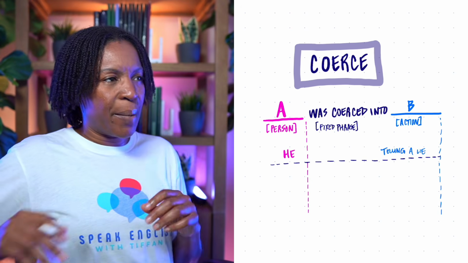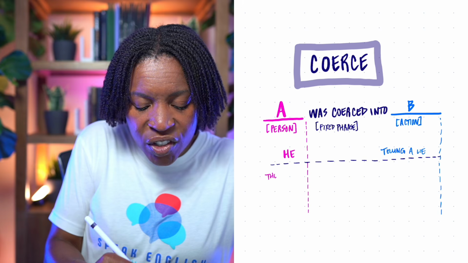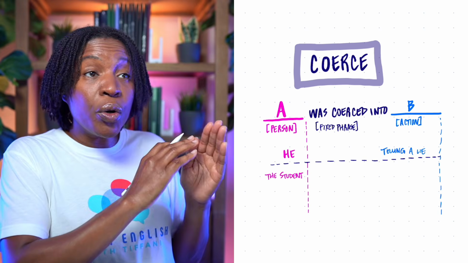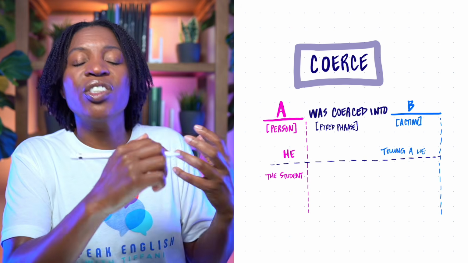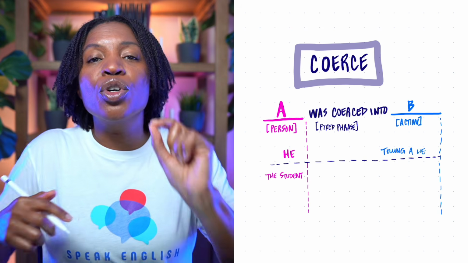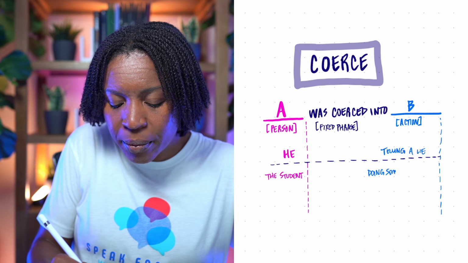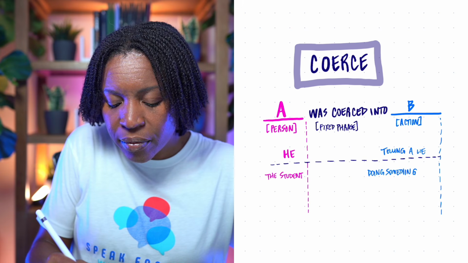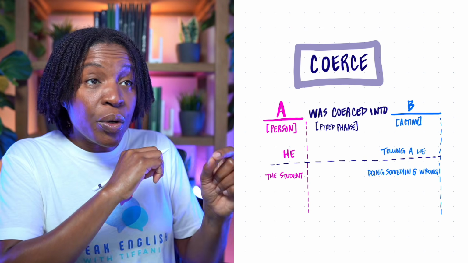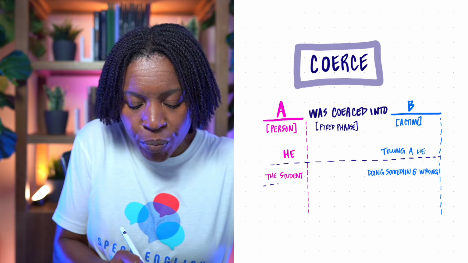What about our second example? For this one, let's choose the student. So for our second sentence, we have the student. So the student was coerced into, what's the action? What is our letter B? Doing something wrong. This is the action. So again, here's the sentence. The student was coerced into doing something wrong. All right, we have our second sentence.